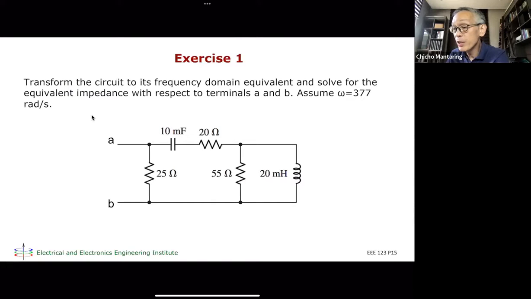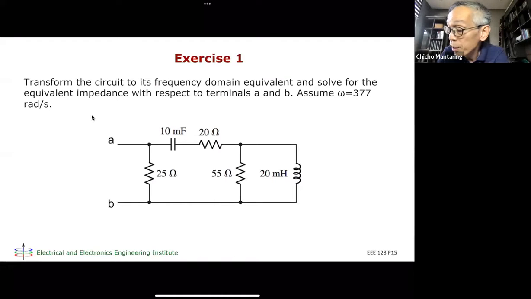Okay, so let's do this exercise. Transform the circuit to its frequency domain equivalent and solve for the equivalent impedance with respect to terminals A and B. Assume omega is equal to 377 radians per second. So we know 377 radians per second is 60 hertz. Okay, so let's first convert this to its frequency domain equivalent, or phasor domain equivalent.